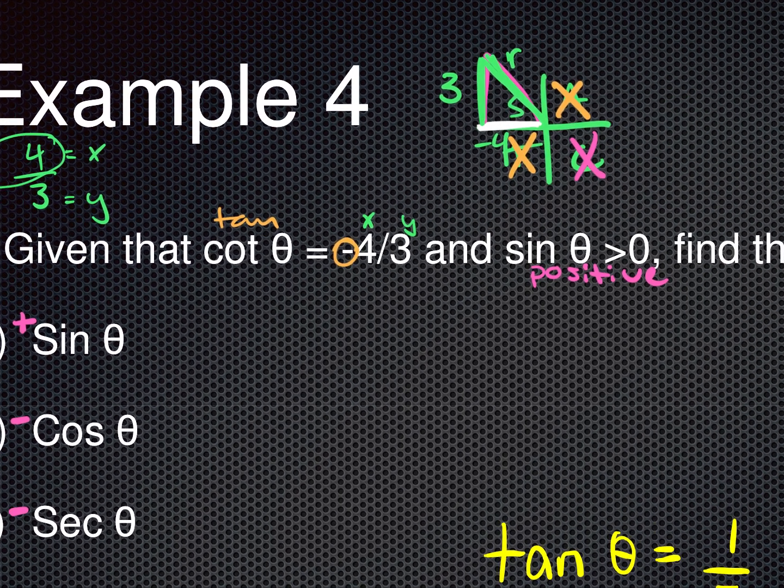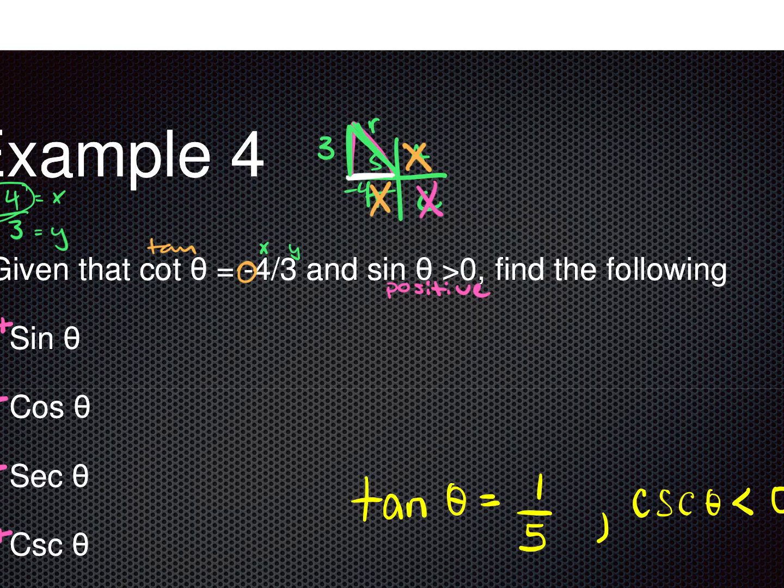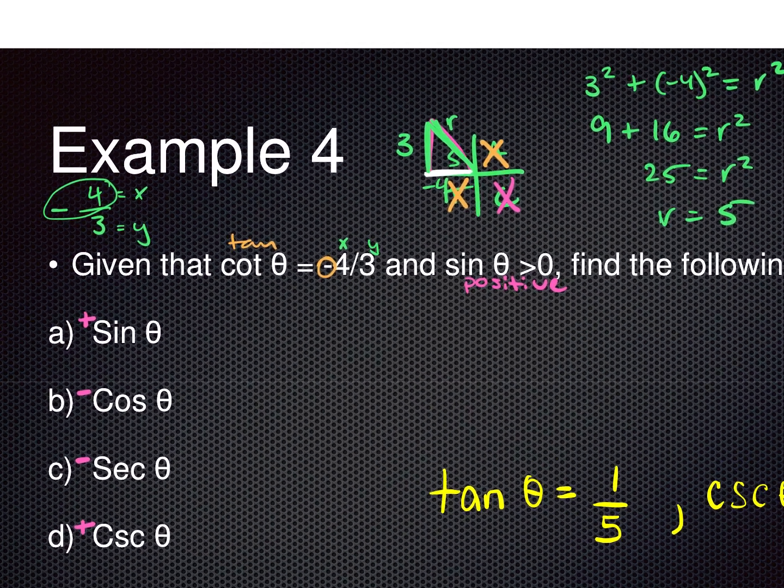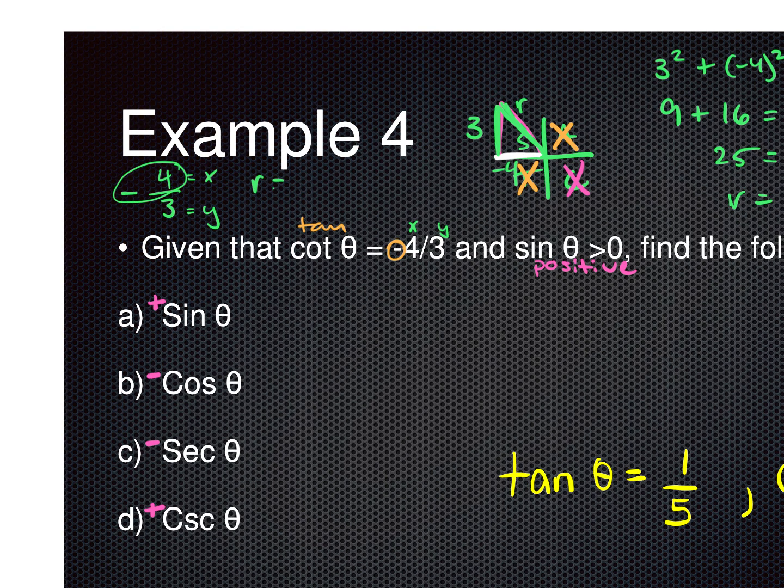How can we find r? Pythagorean theorem. So 3 squared plus -4 squared equals r squared. So 9 plus 16 equals r squared. 25 equals r squared. So r equals 5. Is r going to be +5 or -5? How do we know that it's positive? R is always positive. So r is 5. So now that I have x, y, and r, I can just find the rest of my trig functions. So sine is what over what?